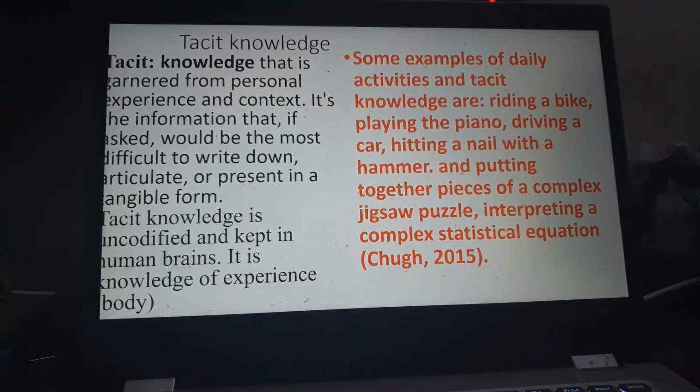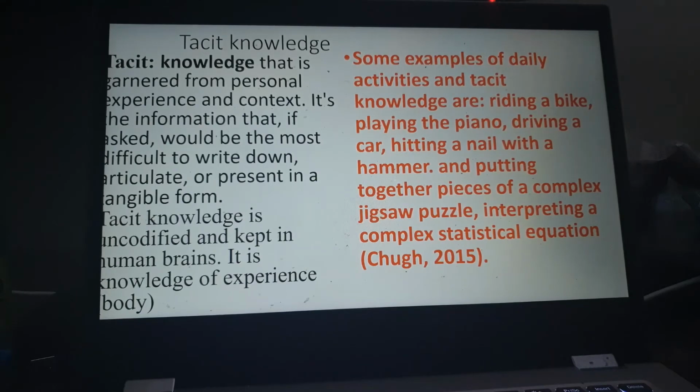Some examples of daily activities that involve tacit knowledge are, when you ride a bike, that knowledge, you may not very easily describe how you lift the left foot and the right, but it is knowledge in you. You know it, it is tacit. Playing the piano, for example, there are people who can even shut their eyes and play the piano. That is tacit knowledge. Driving a car, yes, you can learn it, but it is like tacit.